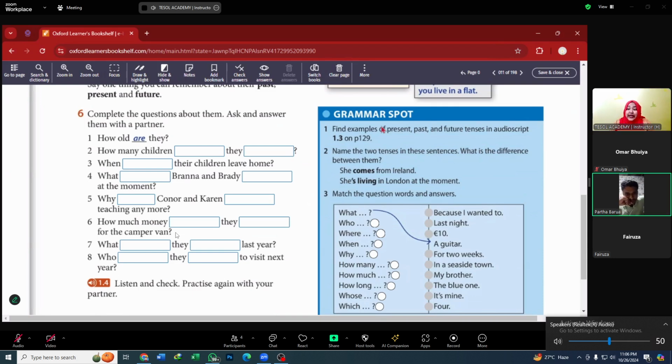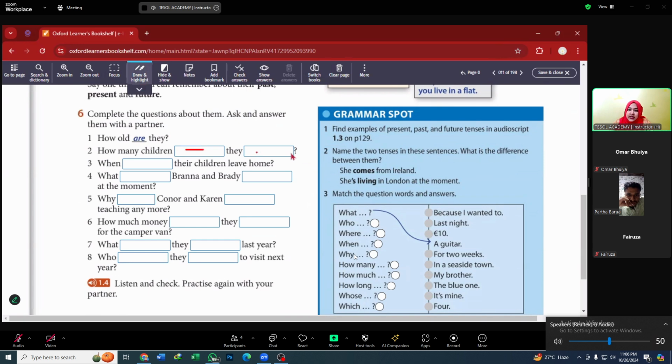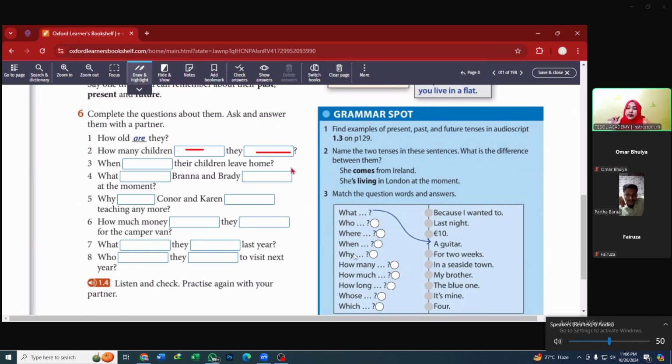Okay, so you gave me the answer of the question. No, Miss, you have to give me the words that are missing here. You can see you have 2 blanks here, right? So we have to complete the question first. So this will be how many children dash they dash. In these 2 dashes, there will be 2 words that will complete the question. Understood, Miss Bindu?